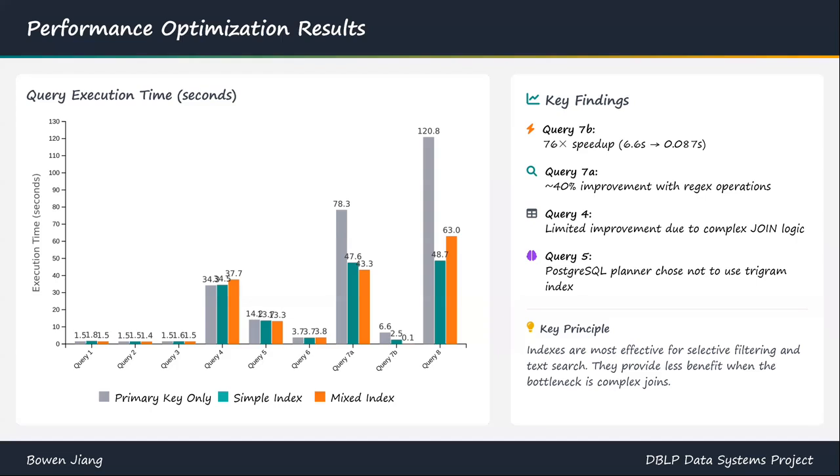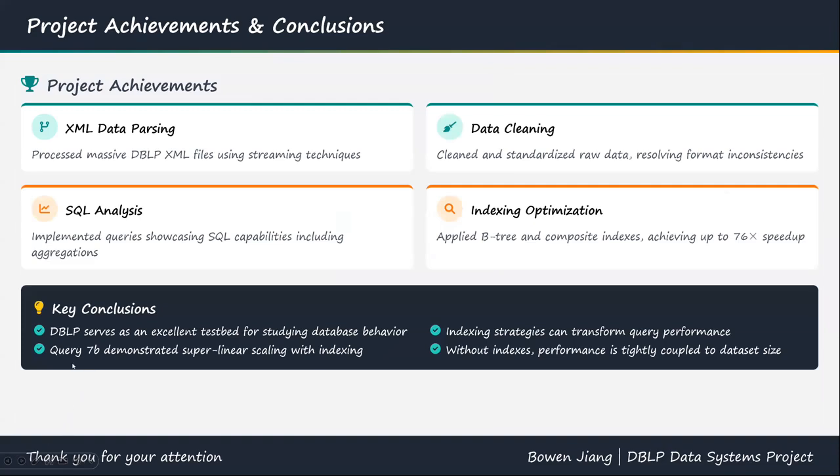Then, for the conclusion, through this project, we completed a full-scale data system pipeline: parsed massive XML using streaming techniques, cleaned and standardized messy real-world data, designed a normalized relational schema, implemented advanced SQL analytical queries, evaluated performance across multiple dataset scales, and also applied indexing techniques to optimize runtime. The project demonstrates how databases behave under real analytic workloads and how indexing strategies transform query performance.